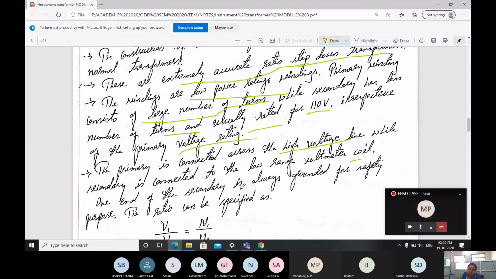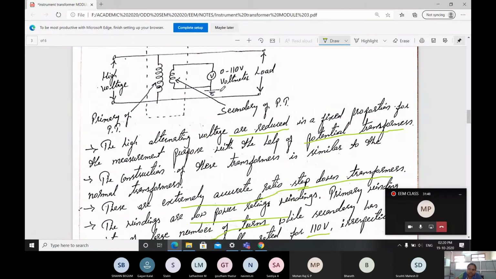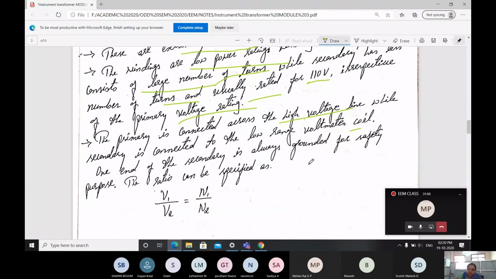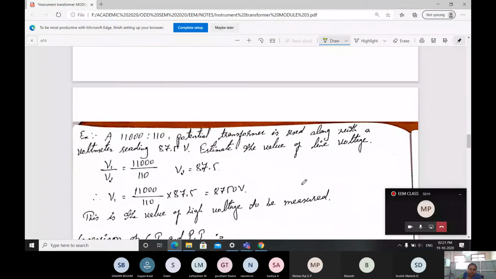One end of the secondary is always grounded. Observe here, the secondary is always grounded for safety purposes. That is very important, right? Then the ratio can be specified as V1 by V2 is going to be equal to N1 by N2. This is very important. Then we will go with a small example here.